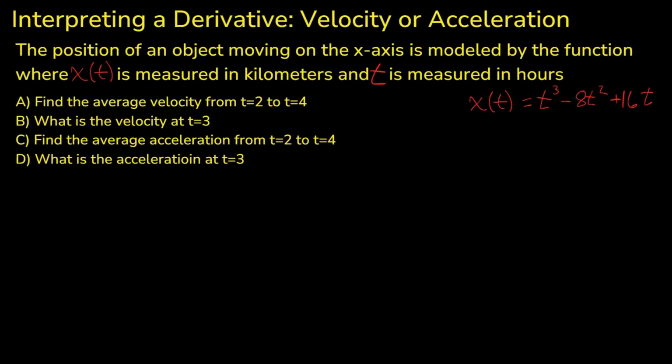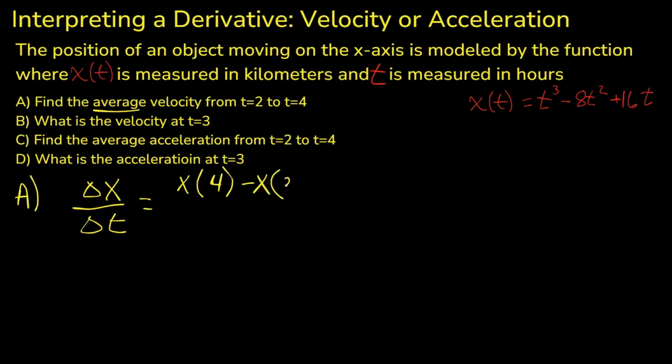Let's look at an example here. The position of an object moving along the x-axis is modeled by the function x of t and is measured in kilometers, and t is measured in hours. We want to find the average velocity from t equals 2 to t equals 4. Average velocity is change in position over change in time. So that's going to be x of 4 minus x of 2 all over 4 minus 2.